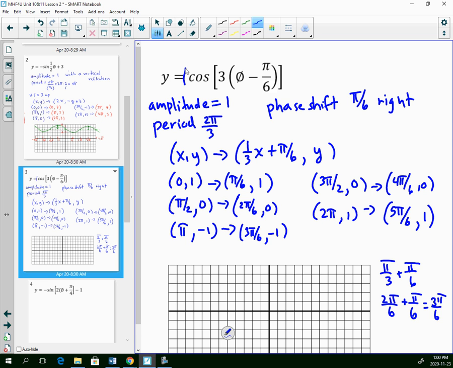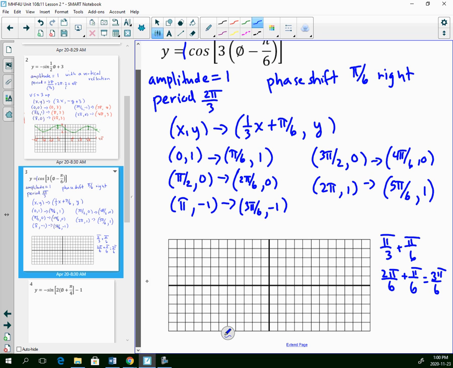So I can see that I need to divide my x-axis by pi over 6. Okay, so I might say every square is pi over 6, or maybe I'll be able to fit in 2 squares as pi over 6. Let's see. 1, 2, 3, 4, 5, 6. So I'm going to make that pi. So this is 1 pi over 6. This is 2. 3 pi over 6 is the same as pi over 2.